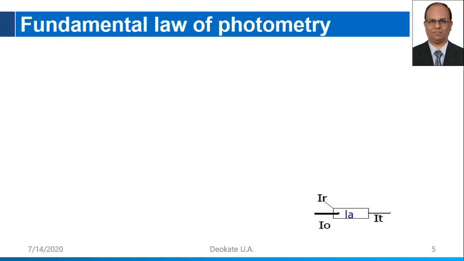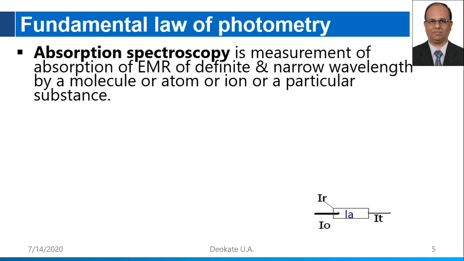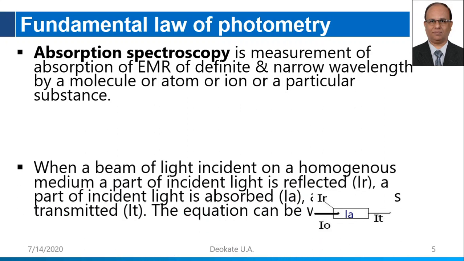So, the fundamental law of photometry: when we are studying absorption spectroscopy, it is the measurement of absorption of electromagnetic radiation of definite and narrow wavelength. Generally, for this purpose, we are using monochromatic light. Monochromatic means single, chrome means color, and if it is not single color, we are using a band of light, known as a narrow bandwidth, absorbed by molecules or atoms or ions or particular substances.